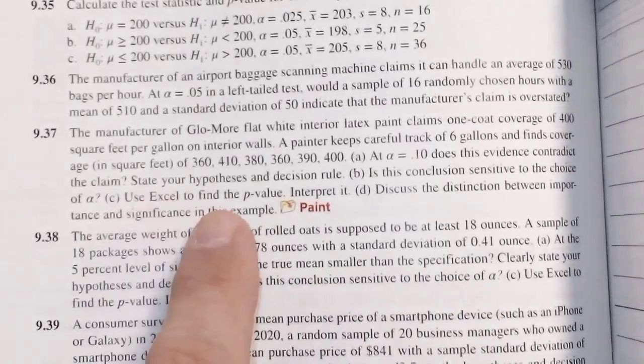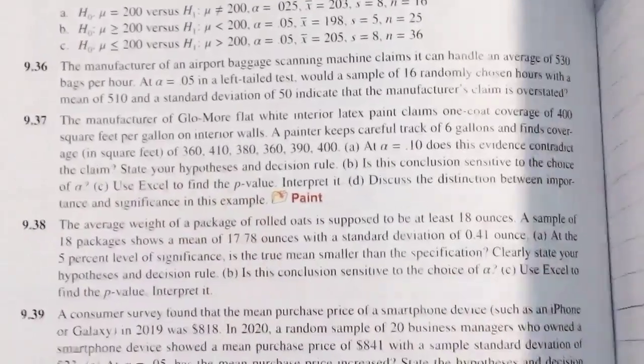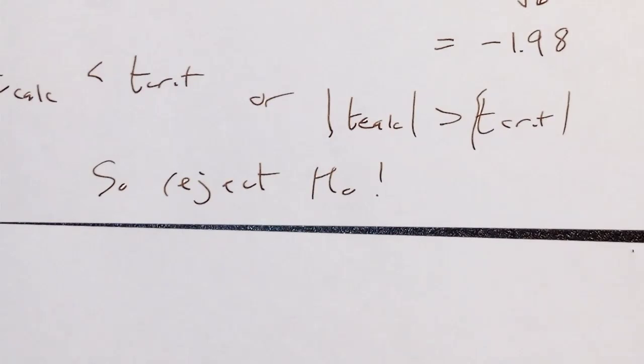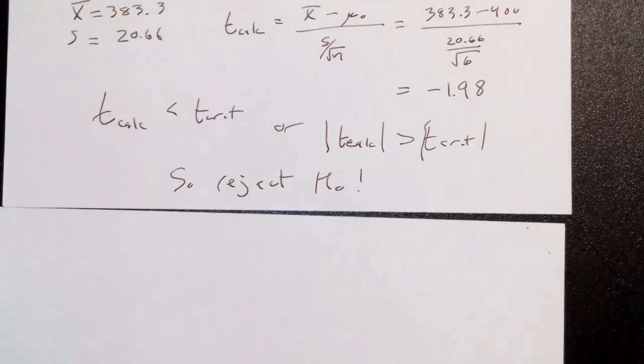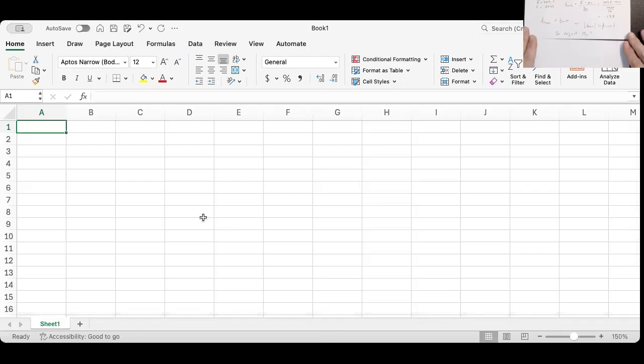Use Excel to find the p-value and interpret it. So that's a piece I can do in my calculator, but I find it easier to do in Excel. Let me pull up Excel. Blank sheet. 1, 2, 3, 4, 5. Okay, so here's my Excel. I need to look at the p-value. P-value. How do I get the p-value?